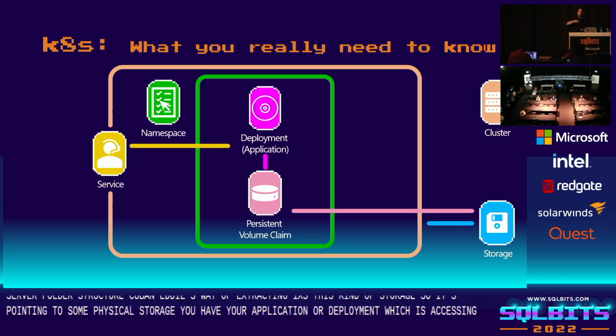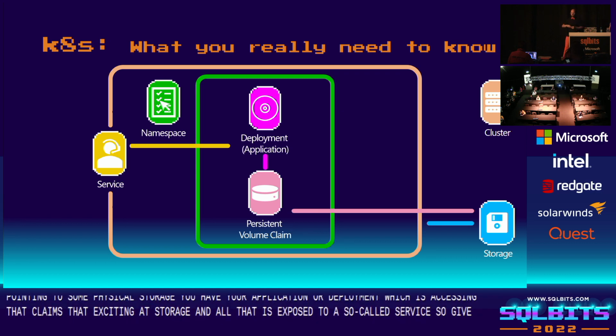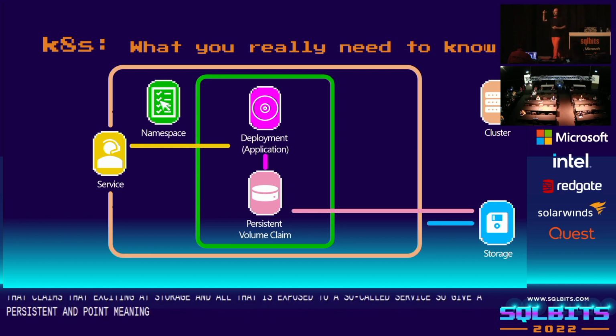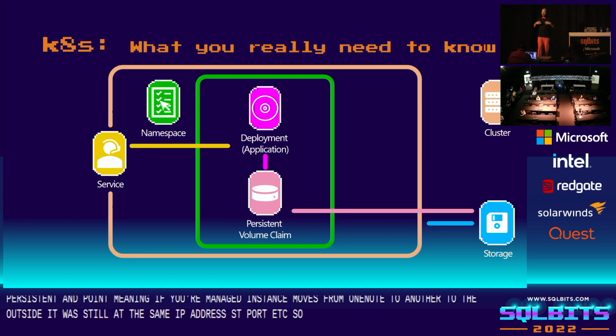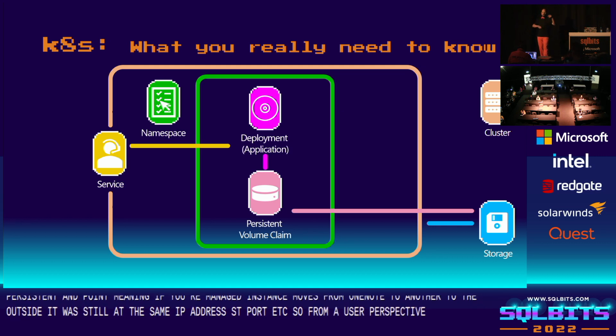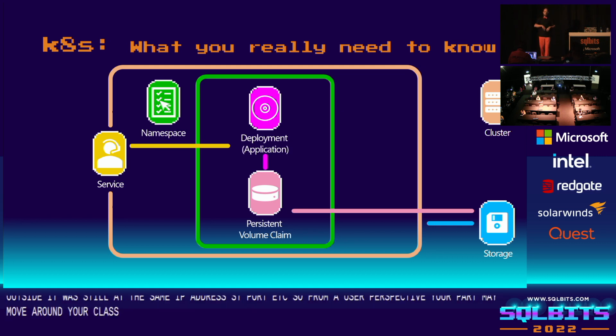and all that is exposed through a so-called service. So you have a persistent endpoint, meaning if your managed instance moves from one node to another, to the outside, it will still have the same IP address, same port, etc. So from a user perspective, your pod may move around your cluster constantly. You will never notice this. That's what you need to know about Kubernetes.